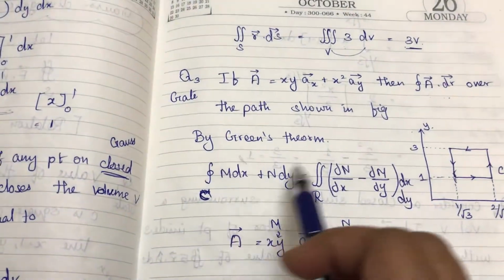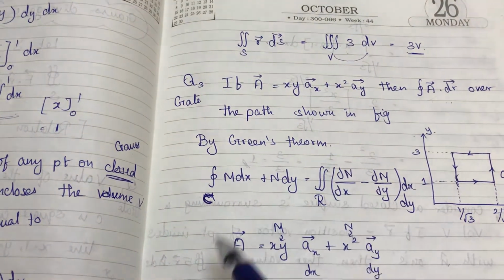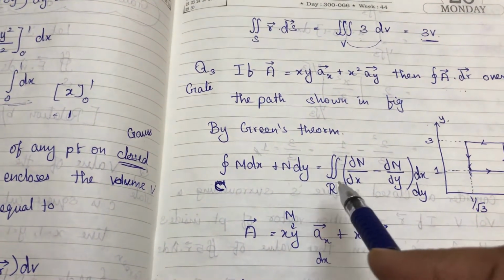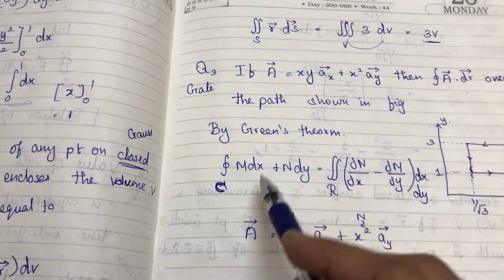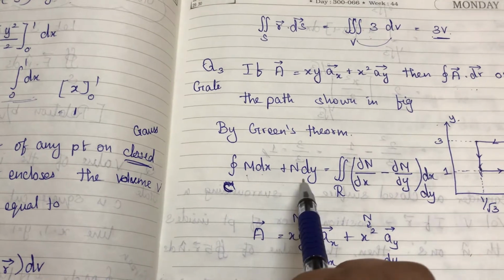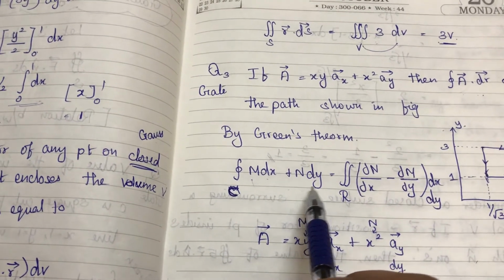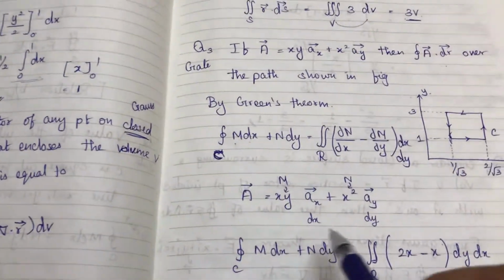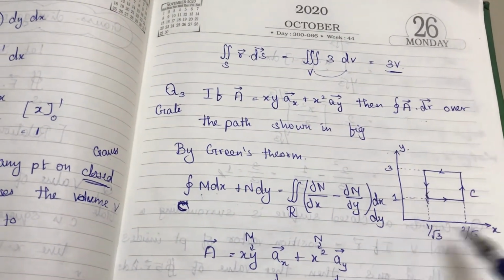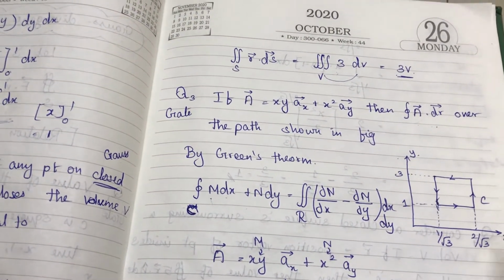So let's go to the theorem, Green's theorem. M into dr plus n into dy, which is equal to double integral of n with respect to x and m with respect to y, right? This is the question. This is the formula. So they have given a graph. This is already shown in the question.